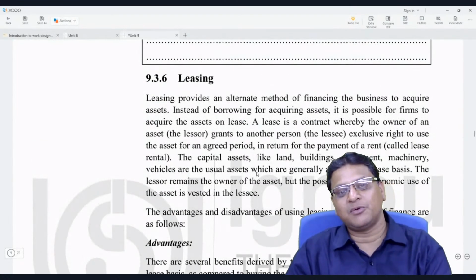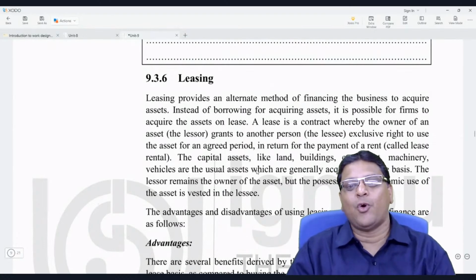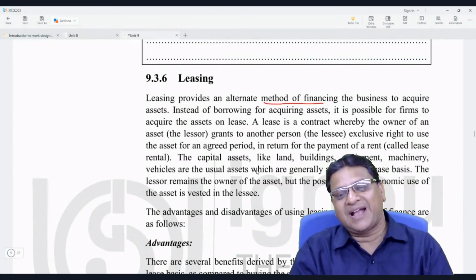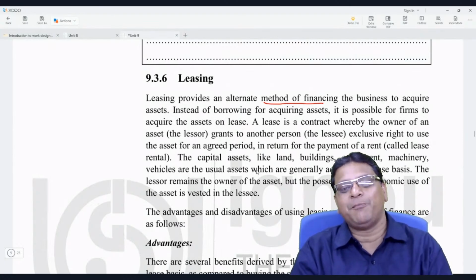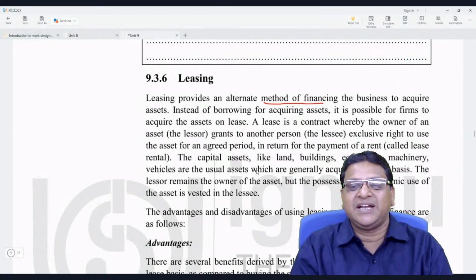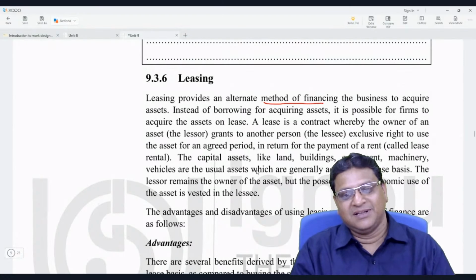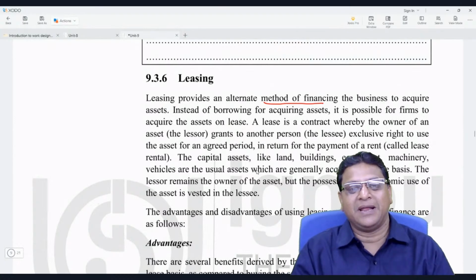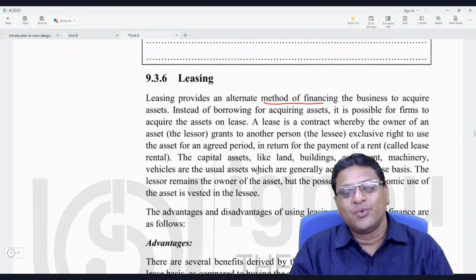Next source of long-term finance is leasing. What is leasing? Leasing is an alternative method of financing. In case of leasing, what you do? You acquire an asset, but you do not pay for that asset. You take that asset on lease basis. Let's take an example. Many airlines businesses are there, like Jet Airways. It takes planes on lease basis. That means it uses the plane but does not pay for the price of the plane. Instead of that, it pays lease rental to the lessor who gives the asset.